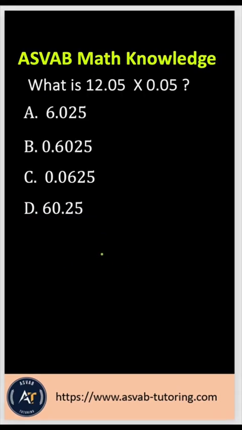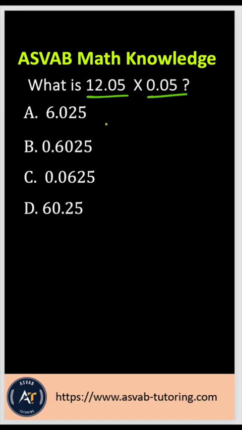The question says, what is 12.05 times 0.05? I have been teaching ASVAB for over 10 years. From my personal experience, I have helped thousands of people who failed the ASVAB test or scored low. Many of them don't know how to multiply decimals. So let's learn decimal multiplication together, and that will help you prepare for the ASVAB test.